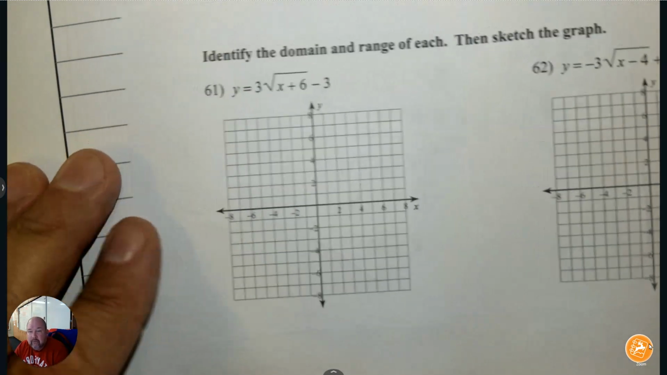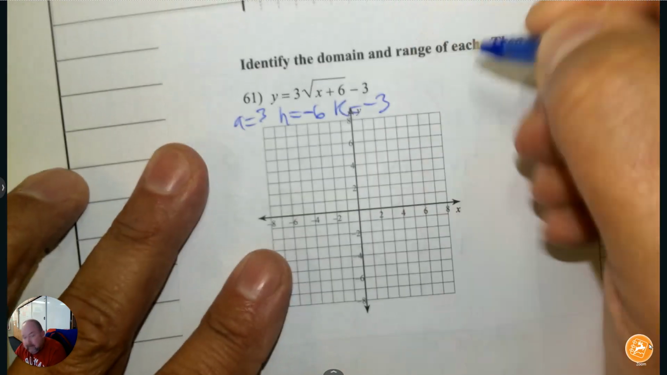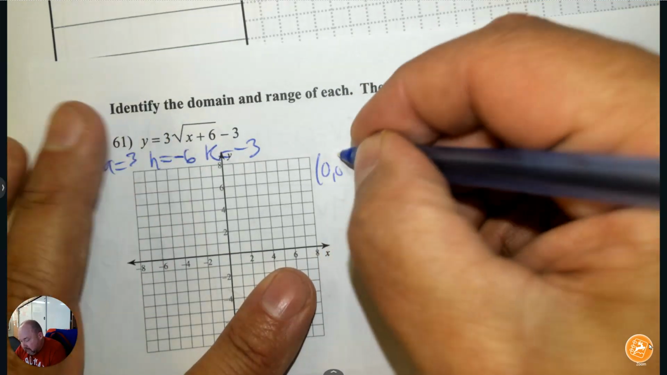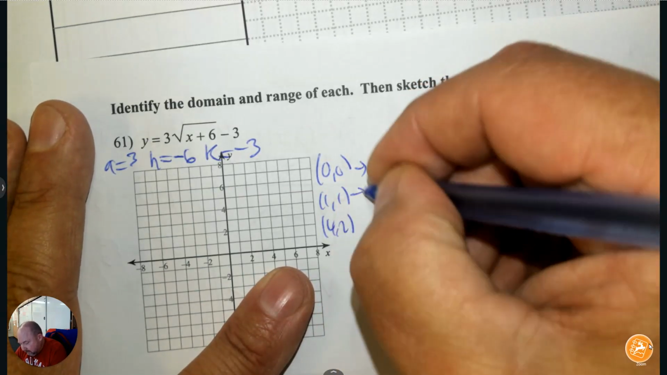All right, that was solving equations. Last one's graphing. Can you graph a square root? Can you graph a cube root? This has to do with understanding a, h, and k. So a in this case is 3. H is opposite day, it's -6, and k is -3. Then I write down 3 points. So I'm going to write down (0, 0), (1, 1), and (4, 2) for a square root.